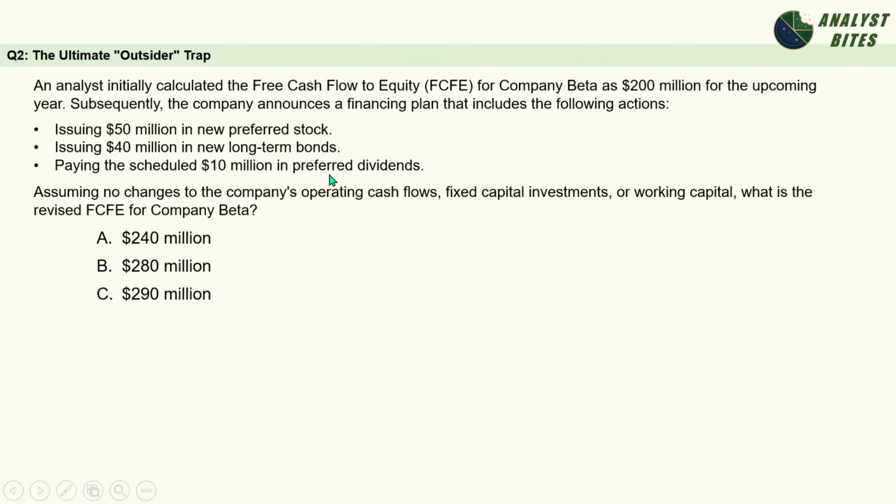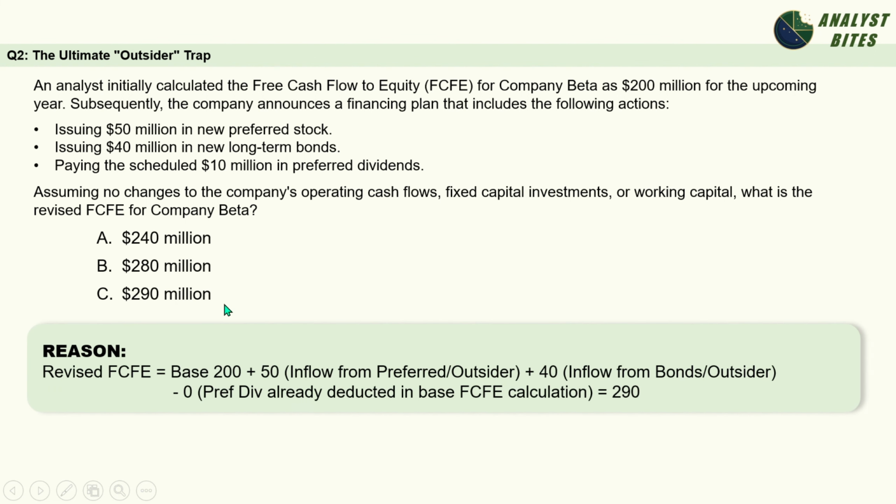The tricky part is Action 3, paying pre-planned preferred dividends. Notice that this dividend was already part of the original plan. This means when the analyst first calculated the 200 million FCFE, this amount had already been deducted. Since it was already accounted for, we don't need to subtract it again when processing the new changes.